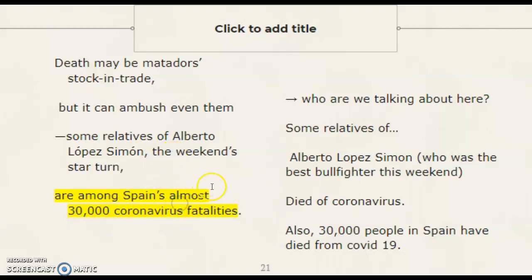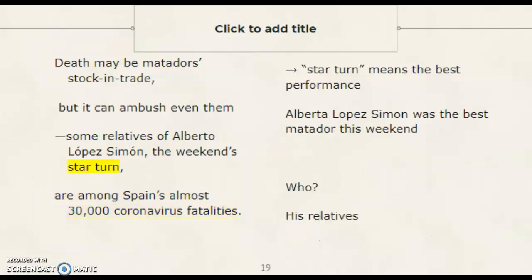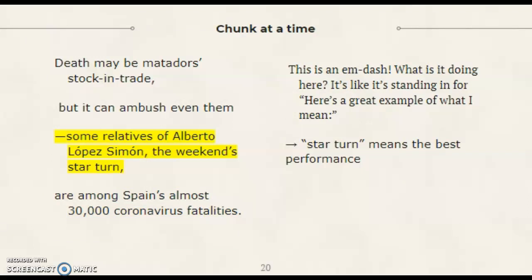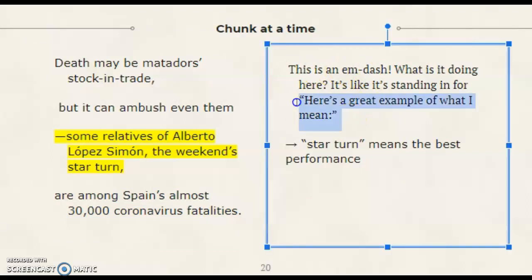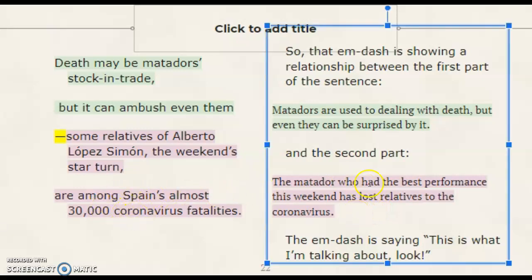And the relationship between the second half of the sentence and the first half of the sentence, to go back to that M dash. It's like it's standing in for, here's a great example of what I mean. So if we were to put it all together, we have the idea that matadors are used to dealing with death, but even they can be surprised by it. A great example of this is the fact that the matador who had the best performance this weekend has lost relatives to the coronavirus. And I've cut out the part about the statistic because it's not super important to the meaning of the sentence.